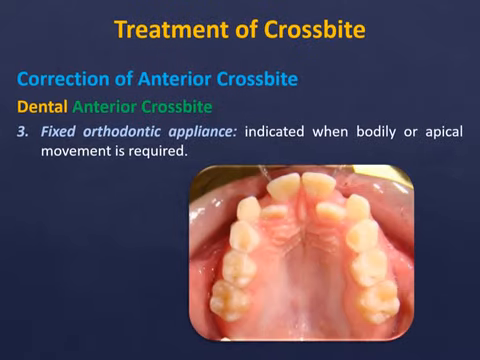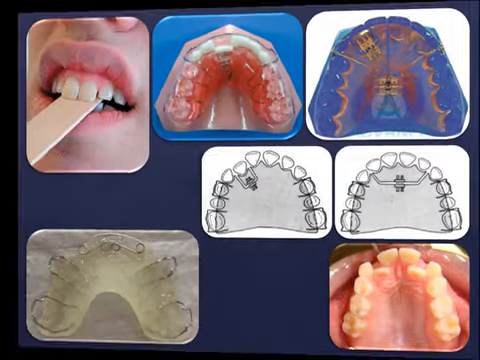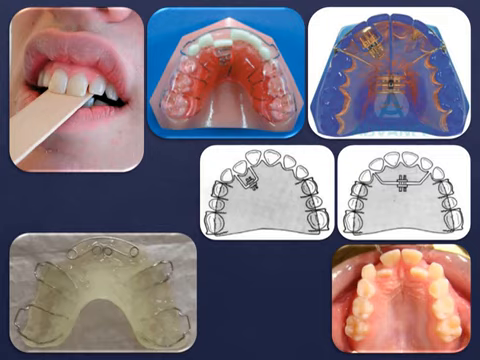If the correction of anterior crossbite requires bodily or apical movement of the tooth in crossbite, in this case we need to use a fixed appliance to move these teeth, because we cannot achieve this type of movement with a removable appliance. So these are the options of correcting anterior dental crossbite, starting from tongue blade therapy, removable appliance, and if we have bodily or apical movement, we can use a fixed appliance.